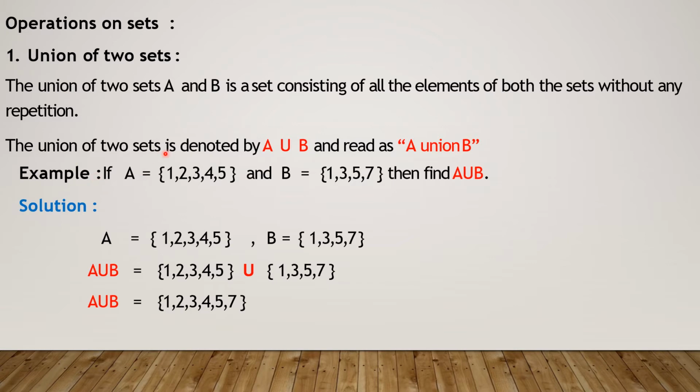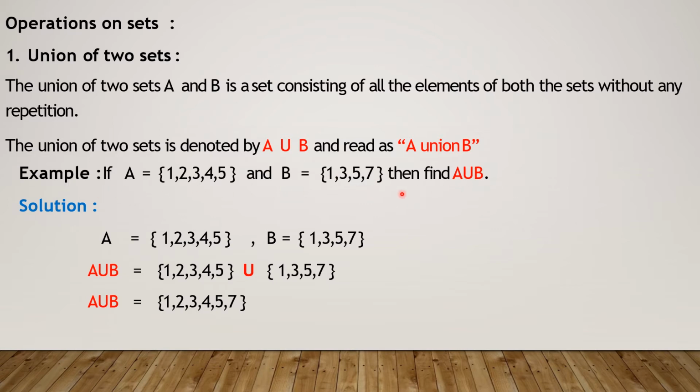The union of two sets is denoted by A ∪ B. This ∪ stands for union, and it is read as A union B. To understand the concept of union, let's see the following example. If A = {1, 2, 3, 4, 5} and B = {1, 3, 5, 7}, then find A ∪ B.